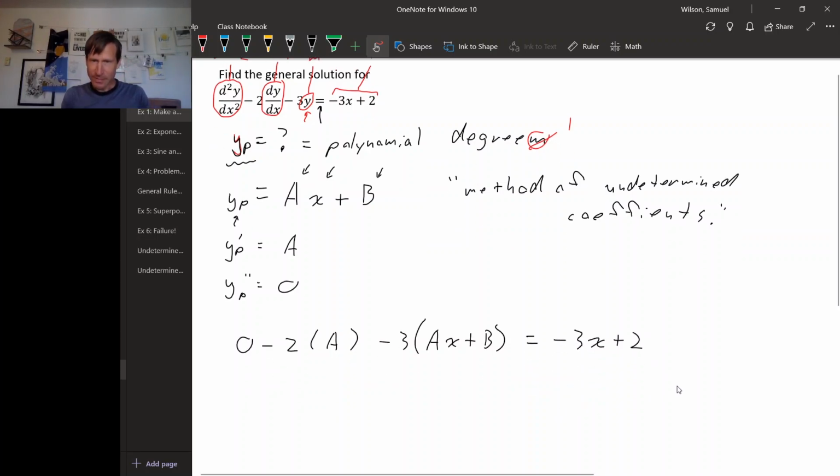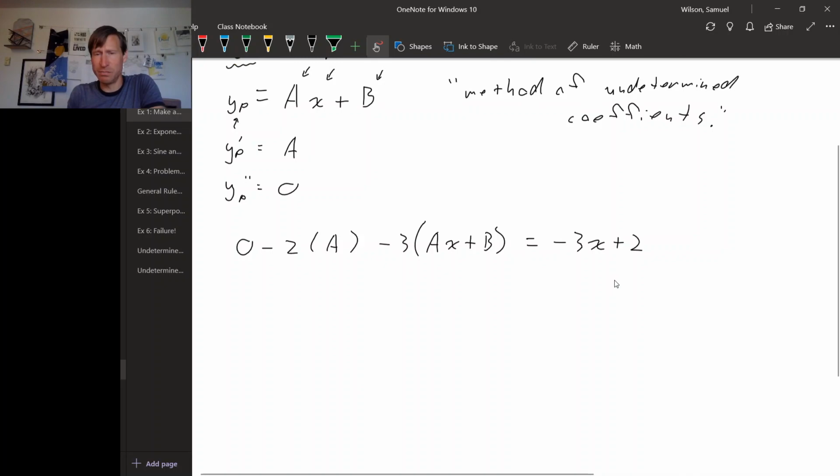Okay, now things might look grim at first because we have one equation but two unknowns, two unknown coefficients, a and b. But in fact, we have as many equations as we need because this equation is supposed to be true for every value of x. So this single equation will let us determine all of the coefficients that we end up with.